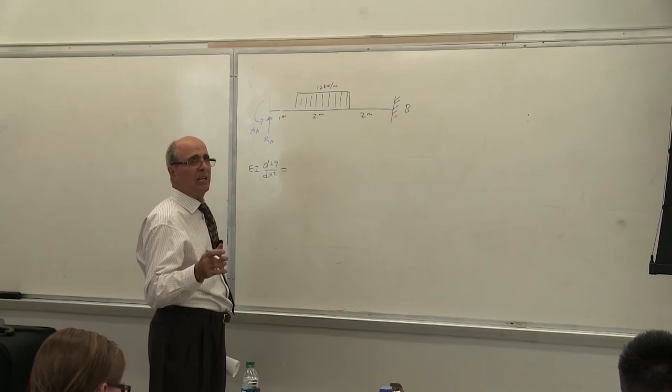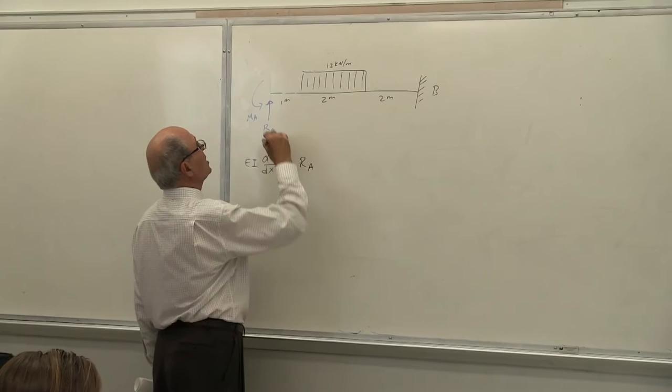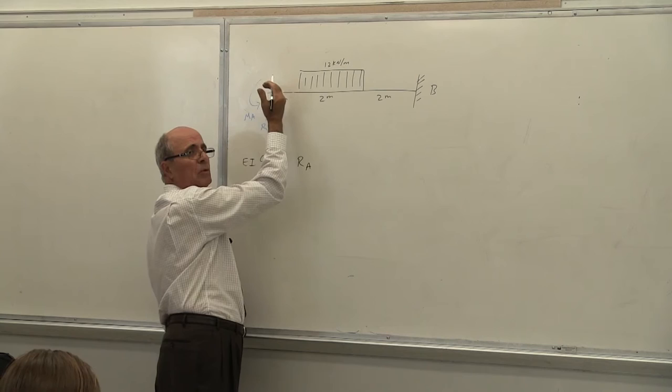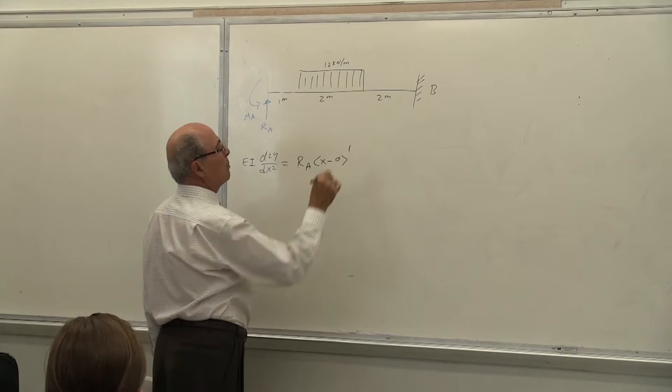So it is RA. Y is positive. The action is negative. The reaction of the beam to that is a positive. So this becomes RA times x minus 0 to the power of 1. 1 because the moment is linear. Is that correct or not?